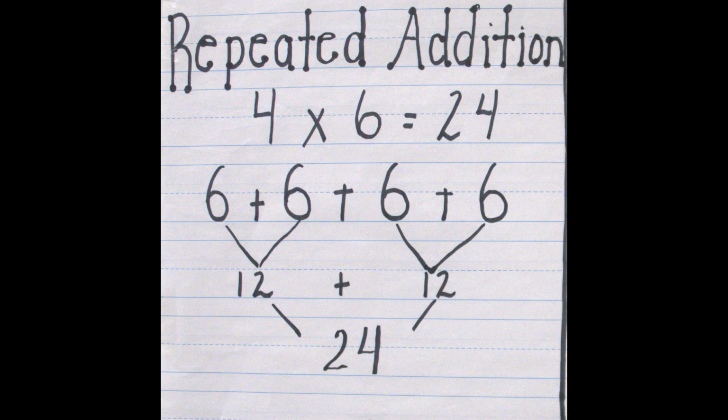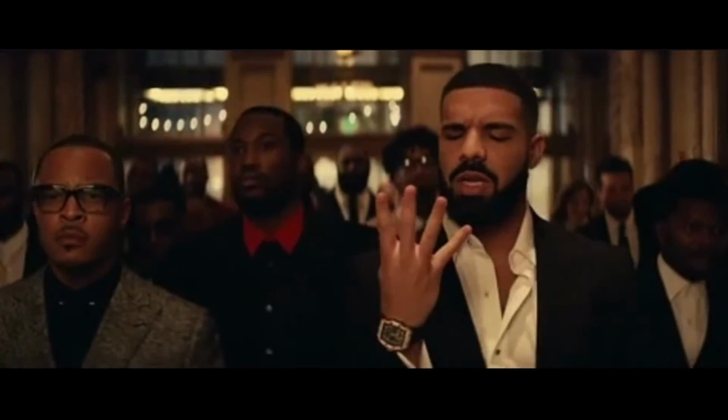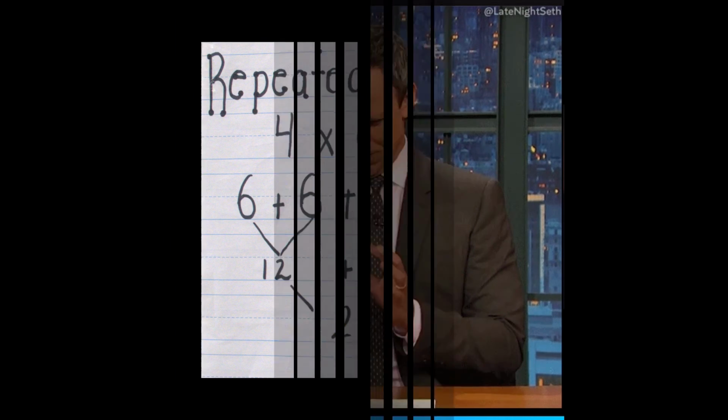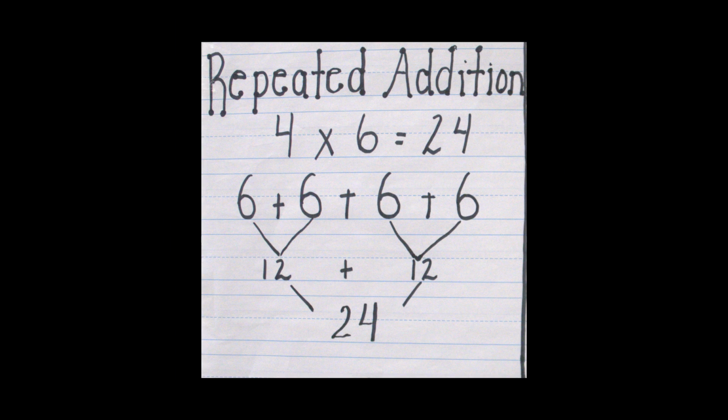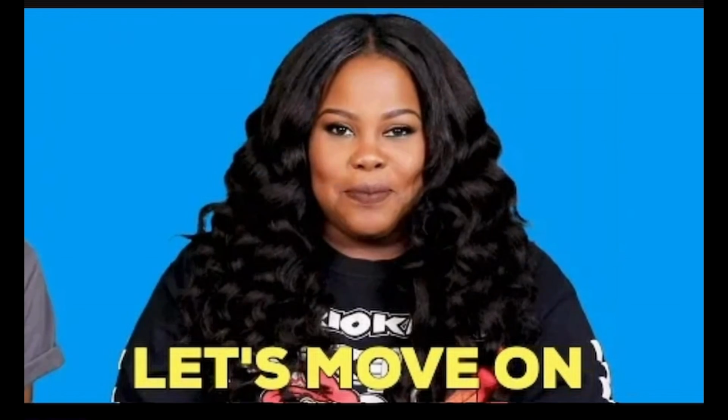Starting with repeated addition. Repeated addition is adding equal groups together, which is the same as multiplication. If the exact number is repeated, then we can write repeated addition in the form of multiplication. So in our initial example of 4 times 6 equals 24, we see those 4 groups of 6 represented by 6 plus 6 plus 6 plus 6. We know that 6 plus 6 is equal to 12, and 12 doubled equals 24. Let's move on to equal groups.